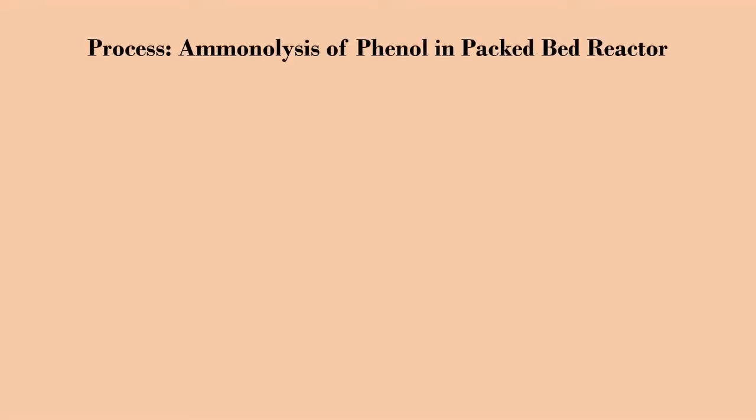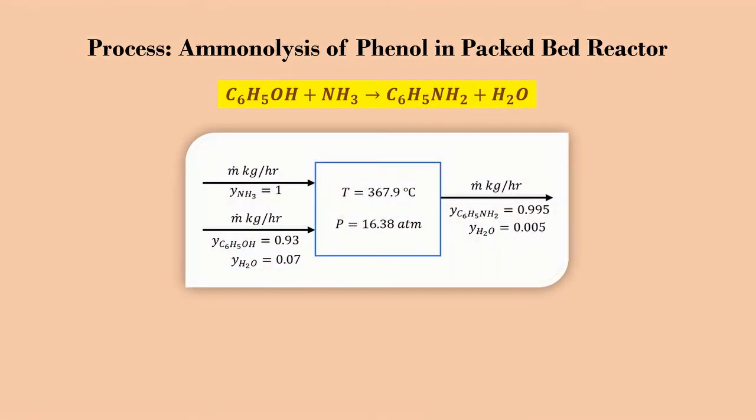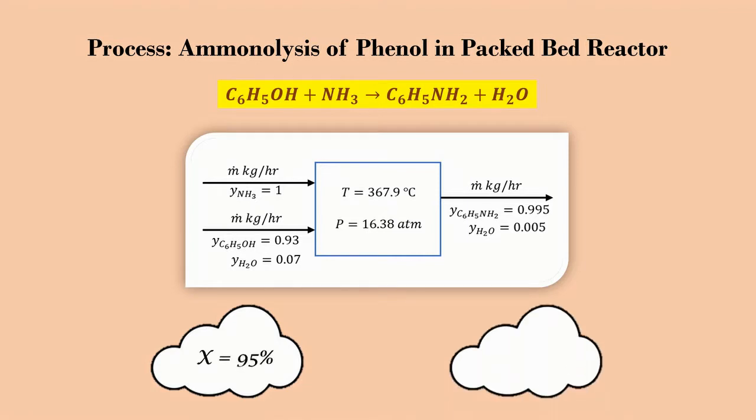The second process is ammonolysis of phenol in a packed bed reactor, PBR. The temperature and pressure required for the process are 367.9 degrees Celsius and 16.38 atm, where the reactor conversion and selectivity are 95% and 99% respectively.